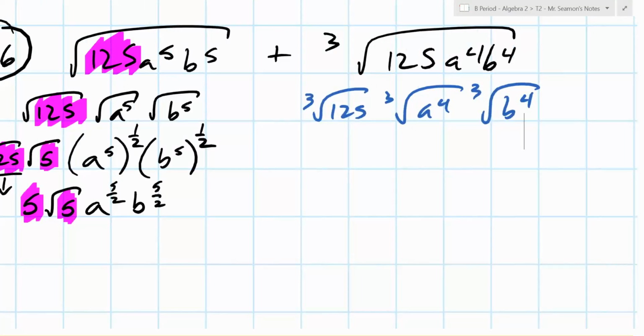What is, you just need to know this. What is the cube root of 125? 5. No. What times itself 3 times is 125? It is 5. You just have to know that. You have to know it. So this is 5 and it's a to the what power? 3/4 and b to the 3/4.